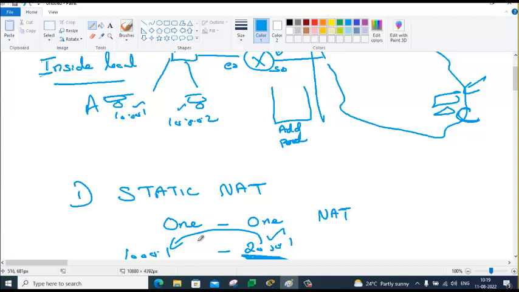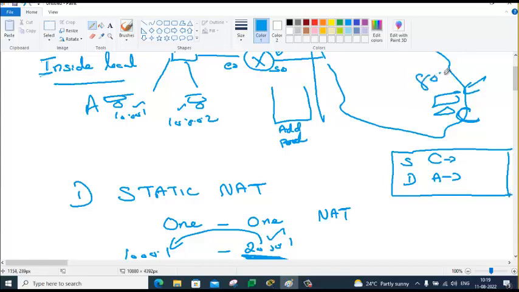When the packet is coming from outside, C is communicating to A. When C sends to A, what will be the address? Again, I'm asking the same question. You are not answering. When C communicates to A, what is the source address and what is the destination address?